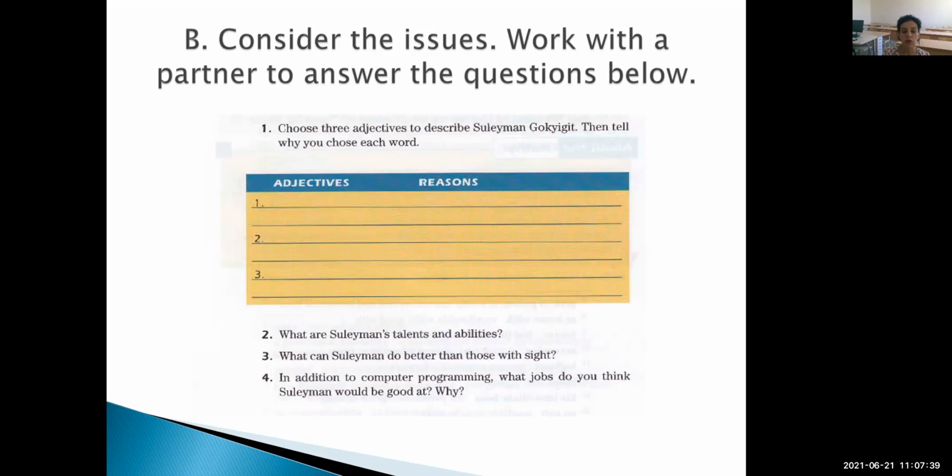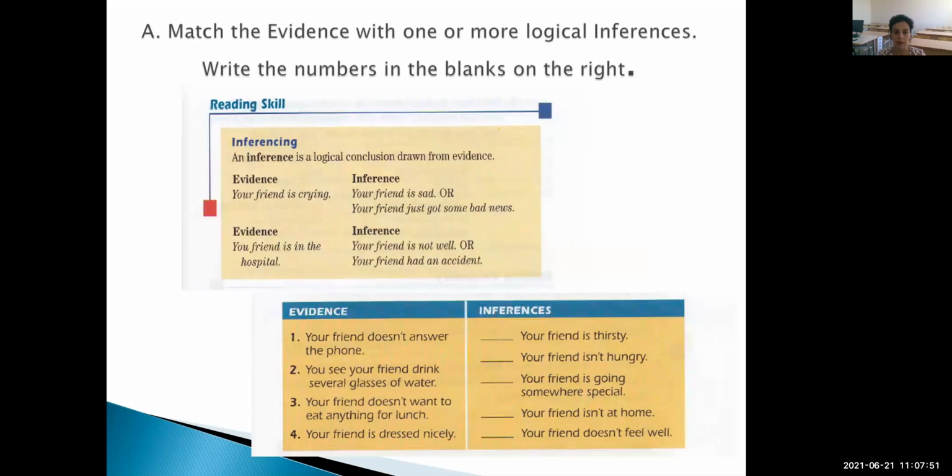In addition, question 4, in regard to computer programming, what jobs do you think Suleiman would be good at and why? You have to comment on it with your justifications. Of course, you have to answer all these questions. The next, you have to match the evidence with one of the following inferences. Write the number in the blanks on the right.